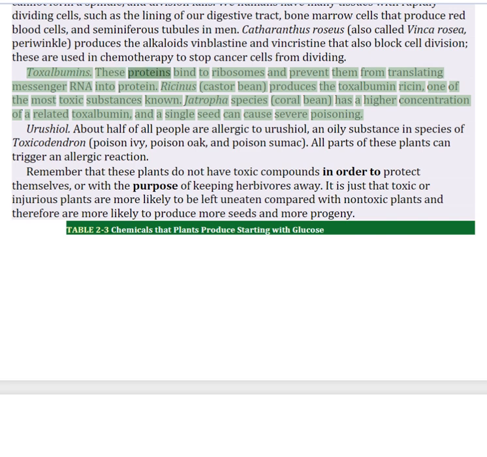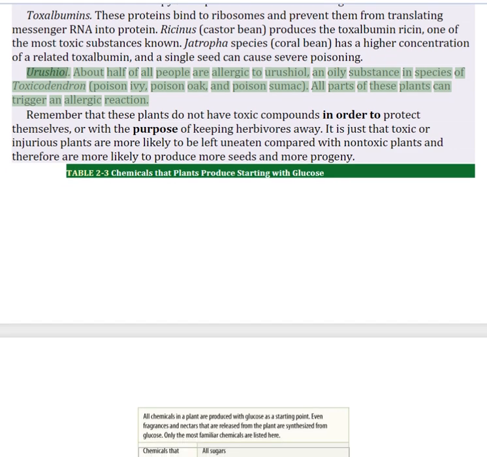Toxalbumins. These proteins bind to ribosomes and prevent them from translating messenger RNA into protein. Ricinus produces the toxalbumin ricin, one of the most toxic substances known. Jatropha species has a higher concentration of a related toxalbumin, and a single seed can cause severe poisoning. Urushiol. About half of all people are allergic to urushiol, an oily substance in species of Toxicodendron. All parts of these plants can trigger an allergic reaction.